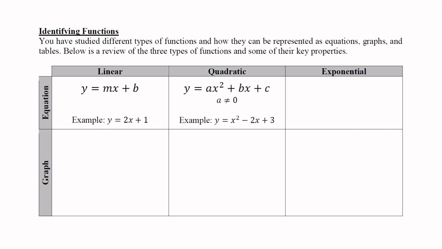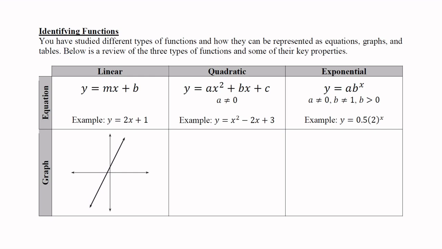For quadratic, you have ax squared plus bx plus c. So for example, x squared minus 2x plus 3. And in an exponential, you have y equals ab to the x. For example, 0.5 times 2 to the x. In a graph, a linear function is going to be indicated by a straight line. A quadratic will have a parabola, and an exponential will have some rapidly increasing or decreasing curve.